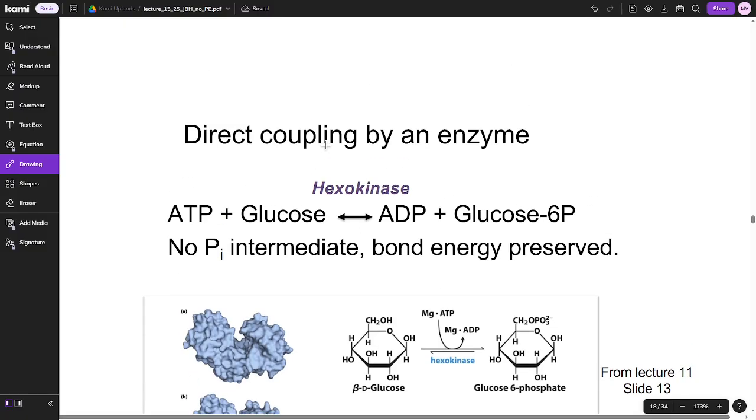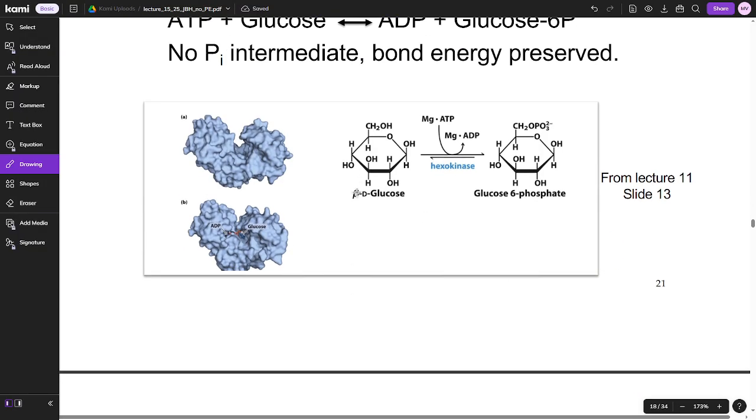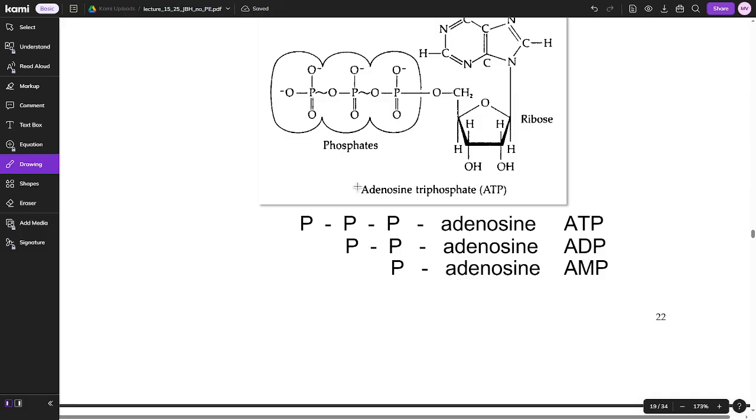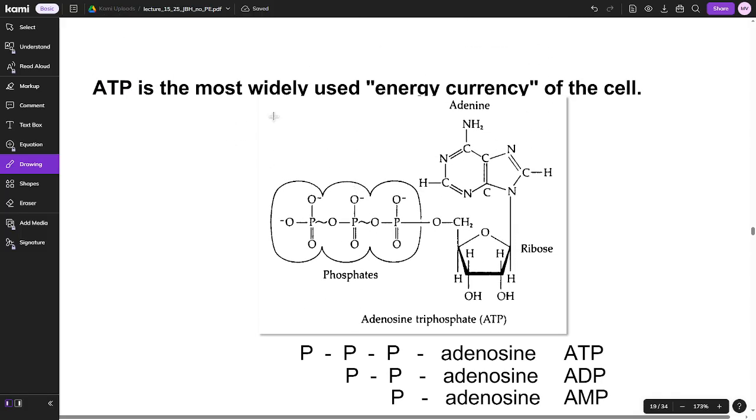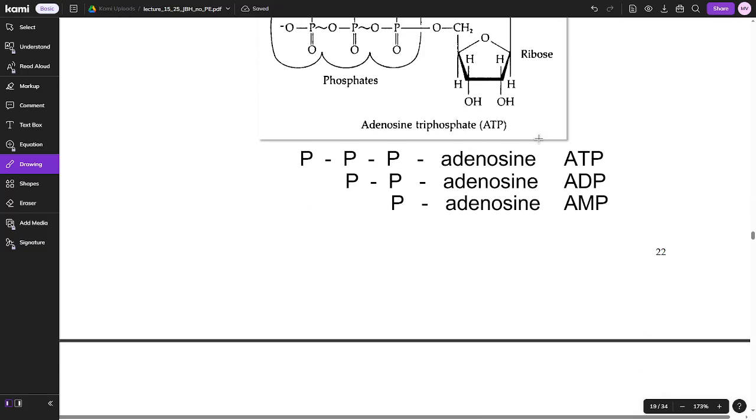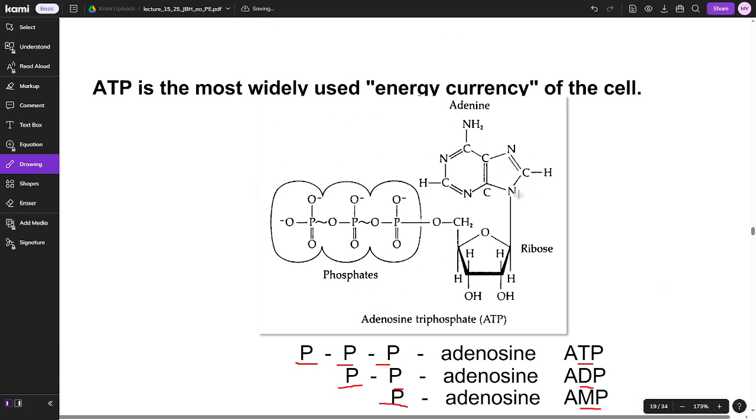Here's an example of direct coupling. The first step of glycolysis actually uses this technique here. Hopefully you guys know how ATP works at this point. We've got adenosine triphosphate, diphosphate, monophosphate. Tri, di, mono. Adenosine is just a nucleotide.